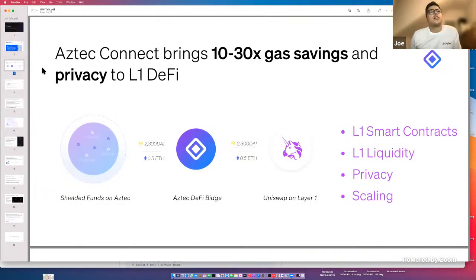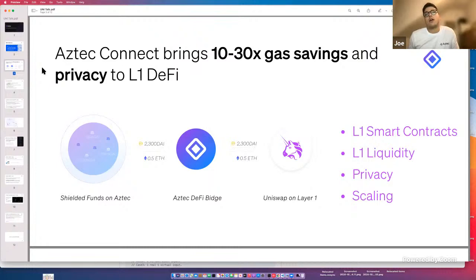So what is Aztec Connect? Aztec Connect is a way of talking to any layer 1 DeFi protocol or smart contract from within the Aztec network. If you've got shielded funds on Aztec, let's say shielded DAI, ZK DAI, you can send a transaction on Aztec on layer 2. The intent of that transaction is to talk to a layer 1 smart contract, Uniswap, Aave, really any DeFi protocol on layer 1. You're talking to the same liquidity that's on layer 1, and the benefit is you've got privacy, as the source of the funds is Aztec, so everything's shielded.